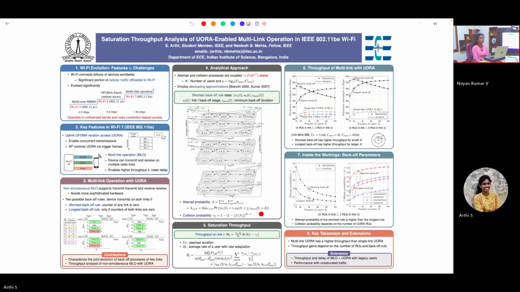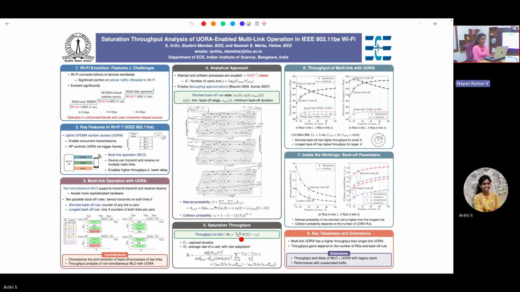Now, since we have the probabilities of attempts and collisions, we can characterize the saturation throughput of a user in non-simultaneous multilink with uplink OFDMA random access, which is given in the green color box here, which is theta_L, the throughput of multilink on link L. Here, T_P and T_H are the durations of the payload and the TF cycle.